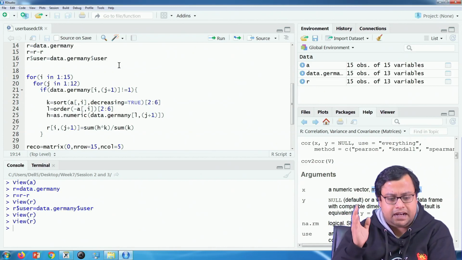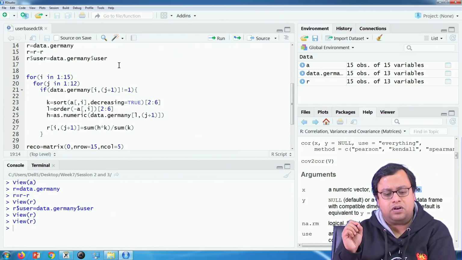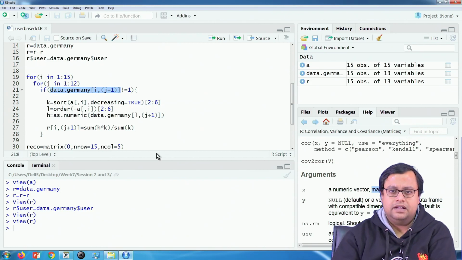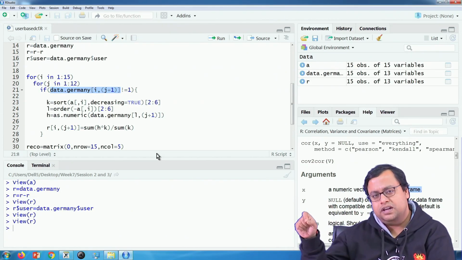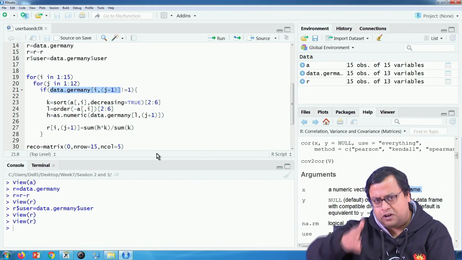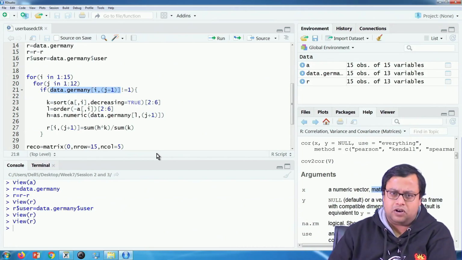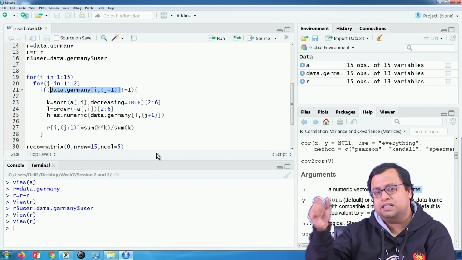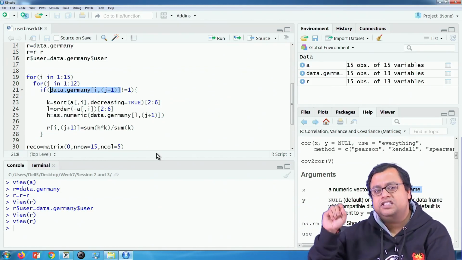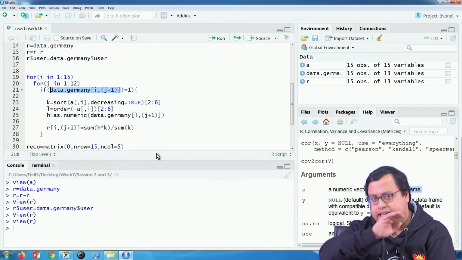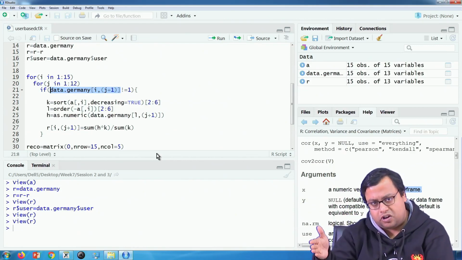if data.Germany within bracket i comma j plus 1, data.Germany i comma j plus 1 means his historical purchase data. So whether the ith customer has seen the jth movie. Why j plus 1? Because the first column in data.Germany is the user column. So the j plus 1th column is actually talking about the jth movie. So i comma j plus 1, that means ith row, j plus 1th column.